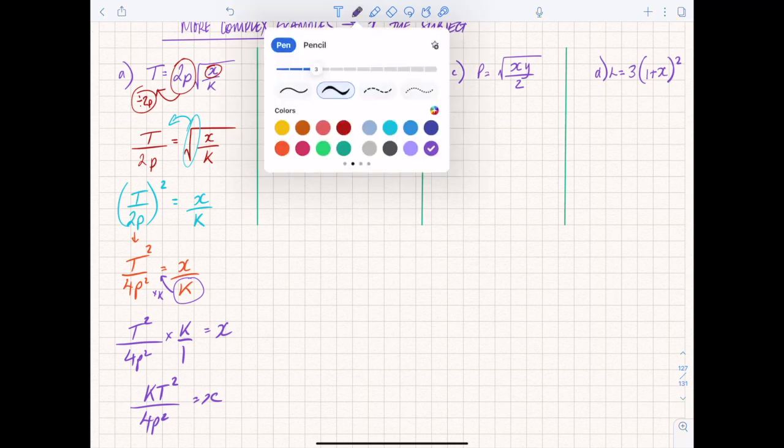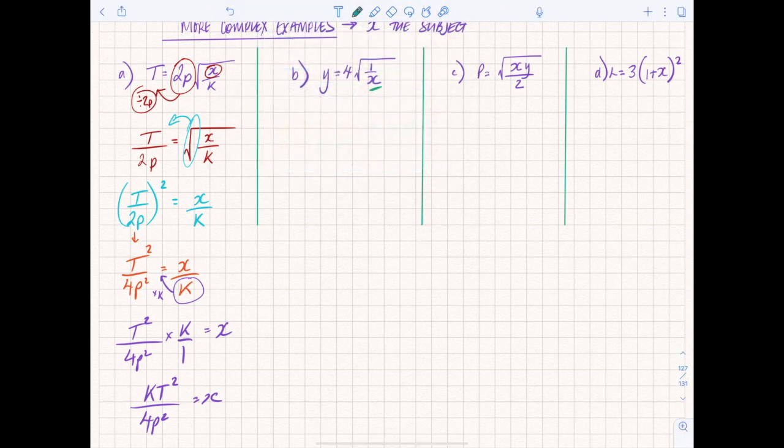Okay, so let's look at this next one. I need to get x on its own. So again, the 1 is stuck to x, the root is stuck to x. I'm going to move the 4 first of all. So hopefully you're now getting your head around the fact that it becomes y over 4. Because it's a times by 4 there, it becomes a divide by 4, is equal to the square root of 1 over x.